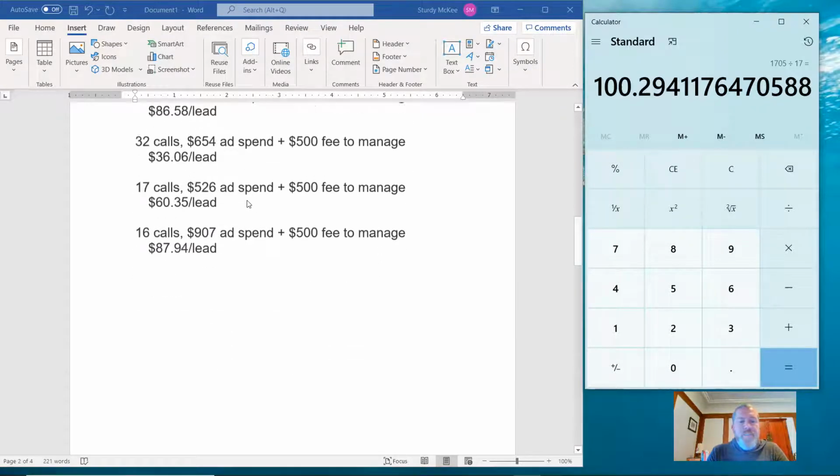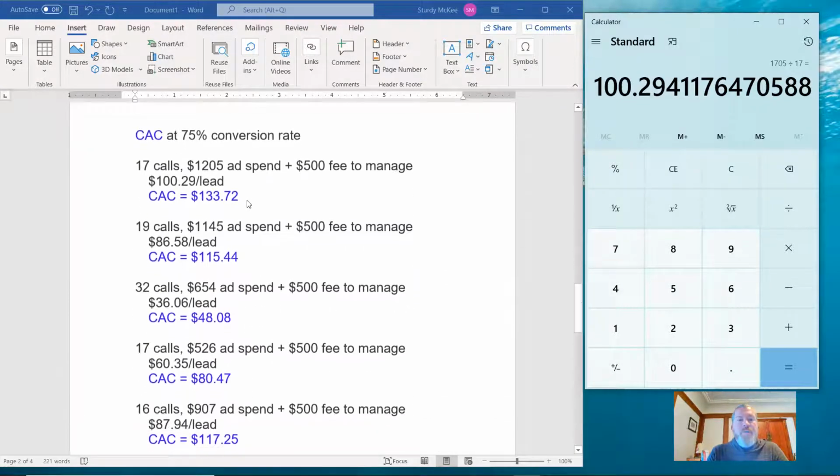Now, this is an important part too. What's your customer acquisition cost? Because your cost per lead is not your customer acquisition cost. What you have to do is know how many of those leads you're converting into paying customers. So we're assuming, off of Google Ads, Facebook ads, probably a pretty decent conversion rate of 75%. Meaning that of the people that respond to the ad, the 17 calls, we're going to convert 75% into paying customers. Again, if you're tracking these and you know how many you're converting, you can plug in your own numbers. These aren't hard and fast, these are just made up.